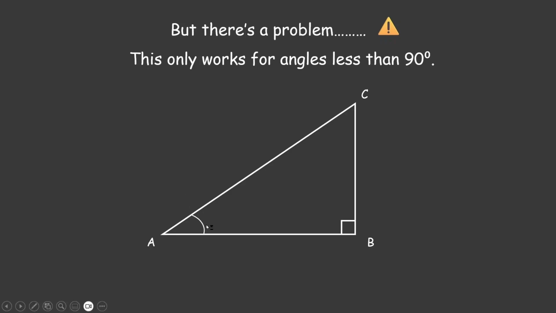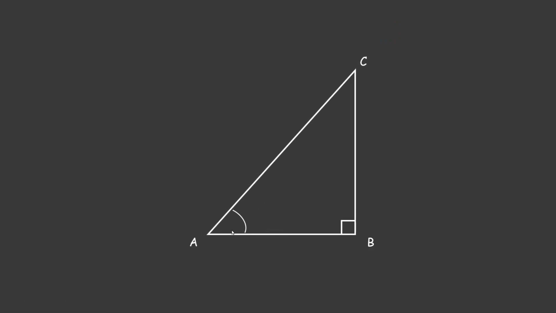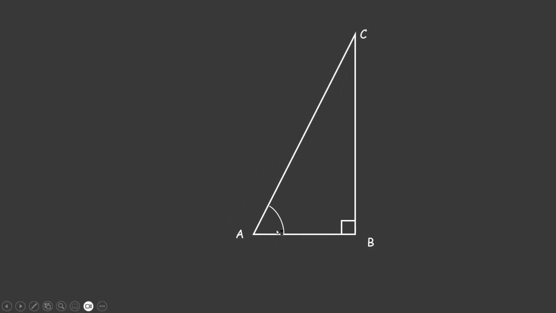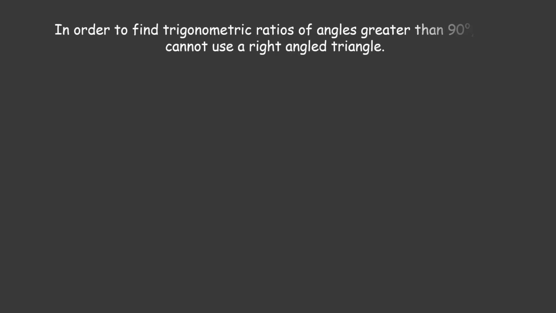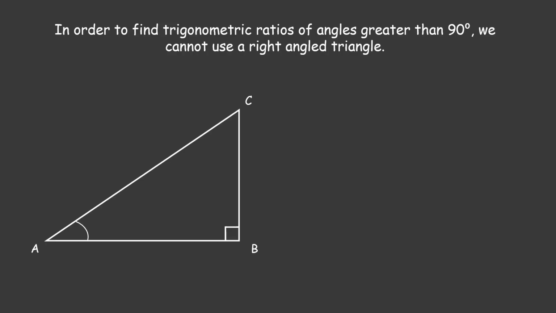Think about this. Here, A is an acute angle. If we keep on increasing this angle, the adjacent keeps becoming shorter. The opposite keeps on increasing. It reaches a point where this angle A is closer to 90 degrees and eventually becomes a straight line. It is no more a triangle. So, in order to find trigonometric ratios of angles greater than 90 degrees, we cannot use a right-angled triangle.